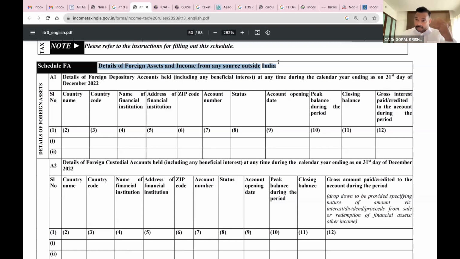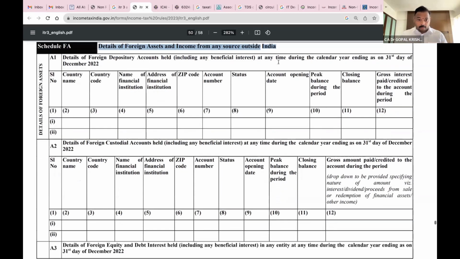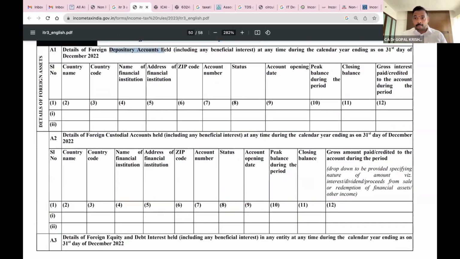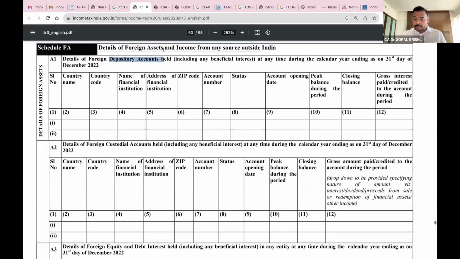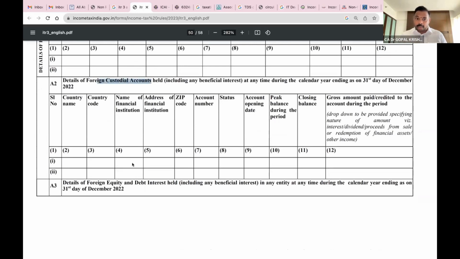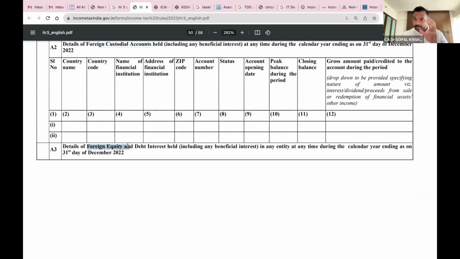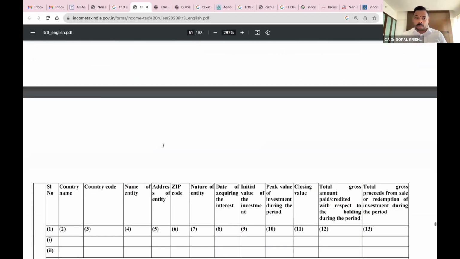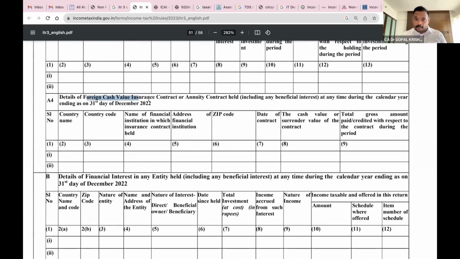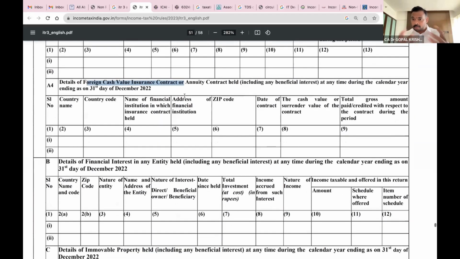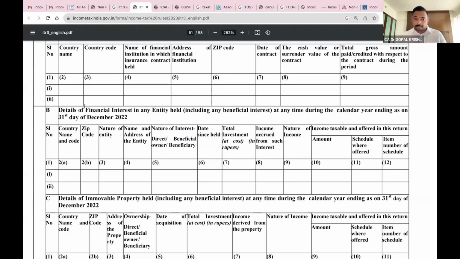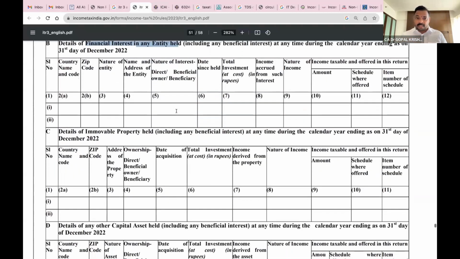That means when you are working abroad, you have a bank account, for example, a depository account. You come back to India, and then you have income. You only declare Indian income, but you have to give the details of the foreign depository account, the foreign custodial accounts, the foreign equity interest, the foreign debt interest, what you are holding. Similarly, the foreign cash value insurance contract, which you have taken at that point of time, any financial interest in the entity, even beneficial interest. You may not be a shareholder, but you may get the beneficial interest.